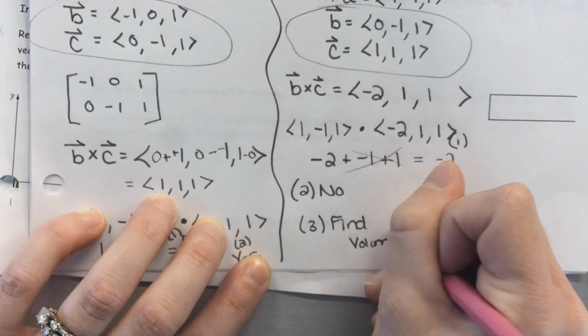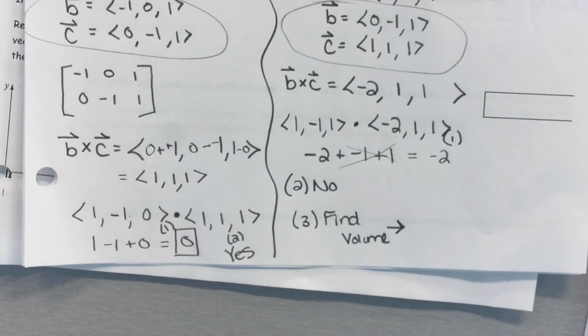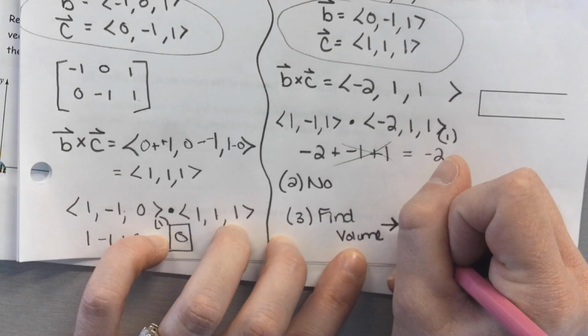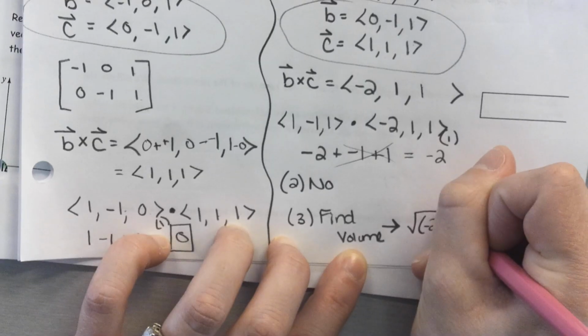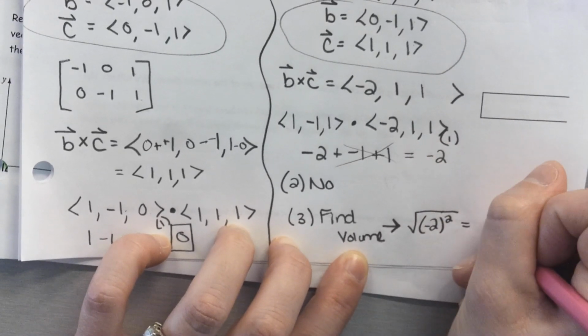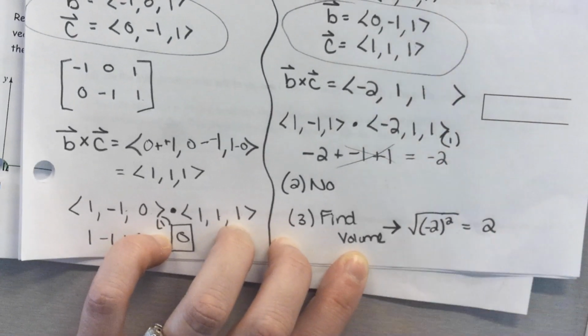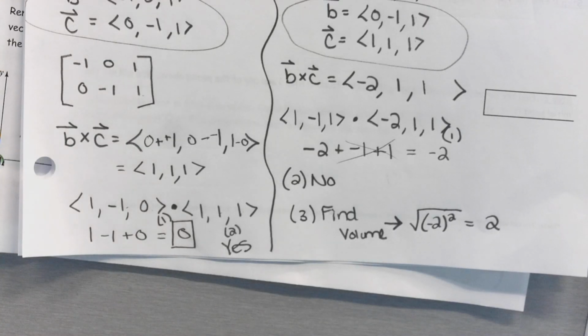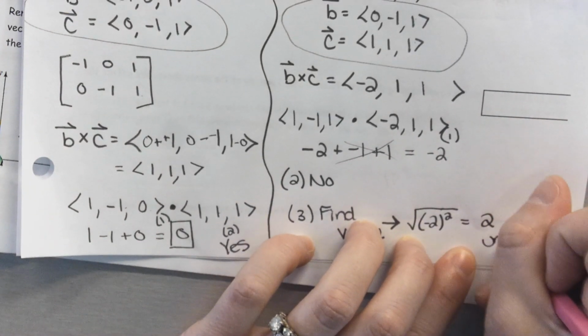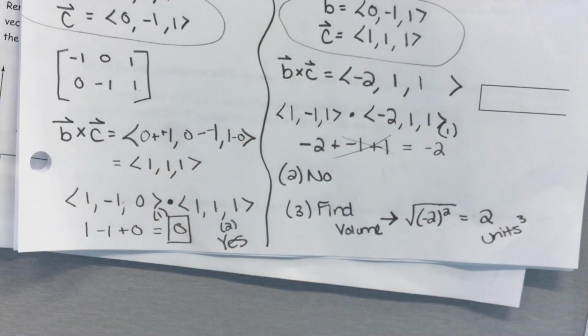So the volume is when we introduce that magnitude piece. So when we got our answer here, we ended up getting negative 2, yes? So we're going to find the magnitude of that number. So if I take negative 2 and square it and then square root it, what do I get? Should be positive, right? Because squaring it will be negative 2 times negative 2, which is 4. And then when I take the square root of 4, I get 2. So 2 units cubed is my volume.